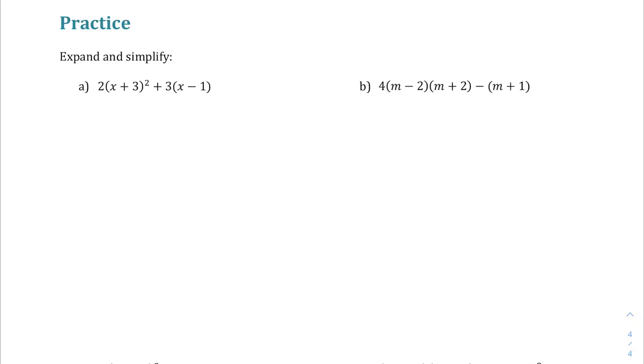Okay, so now let's just do some practice questions and hope that they get more challenging so we could see the more challenging type of questions. So we're asked to expand and simplify. So let's do question A.